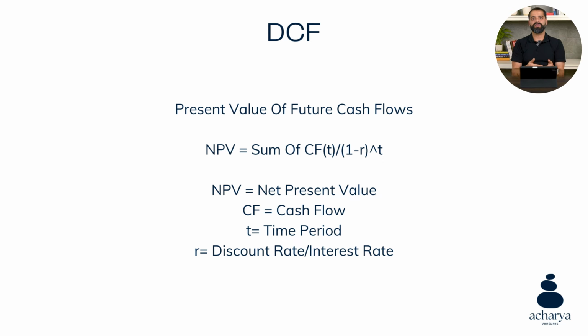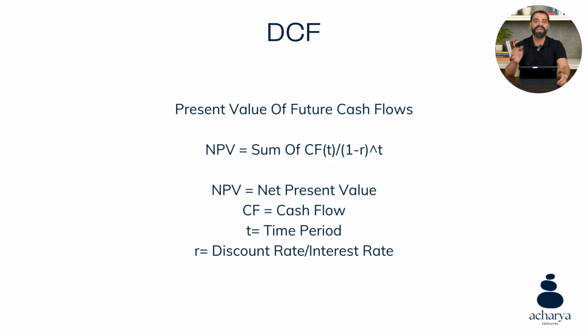So the discounted cash flow method basically means that you've created a financial model. You've estimated that in year 1 you're going to make 1 CR, in year 2 you're going to make 5 CR, in year 3 you're going to make 10 CR, in year 4 you're going to make 50 CR, whatever that's going to be.